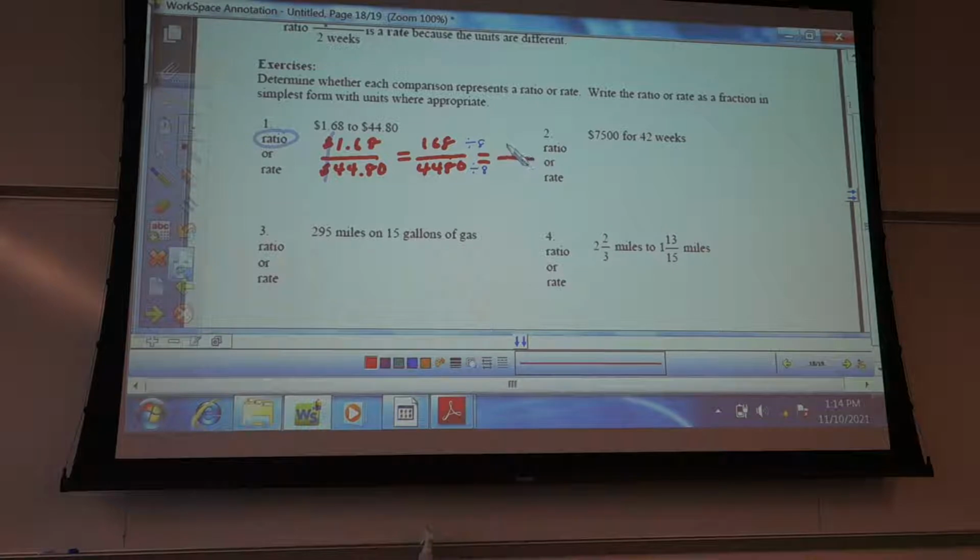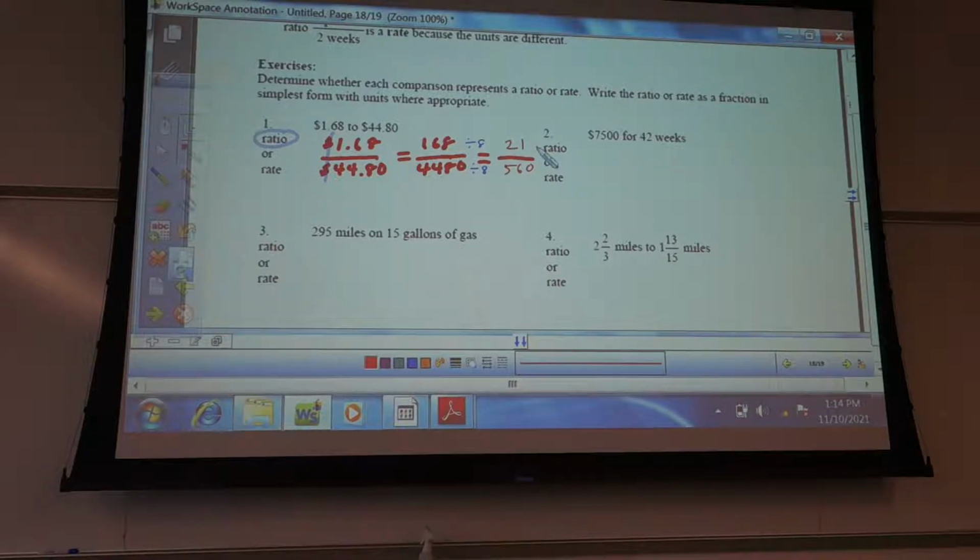What did you get for the top number, David? 21. And what did you get for the bottom number, Fox? 560. Okay, so now, 21 is 3 times 7, so see if you can divide 560 by 3. No? Yes? If I divide by 3, I get 168.67. That's no good. Oh, no, I divided by 7.